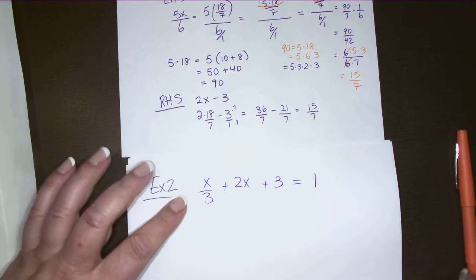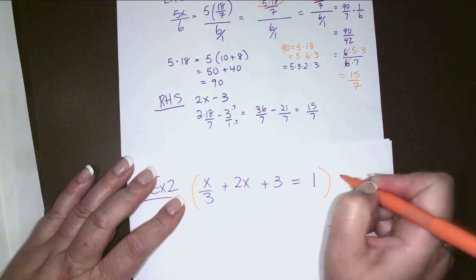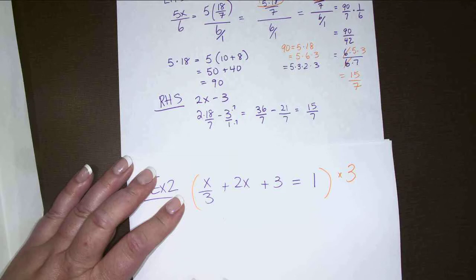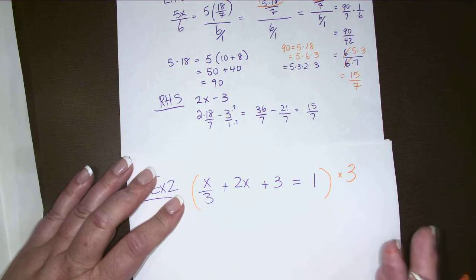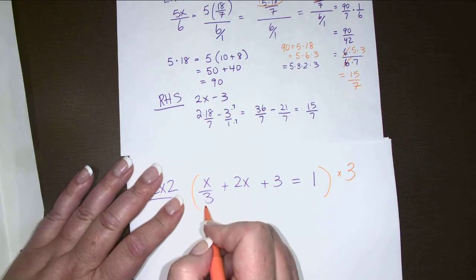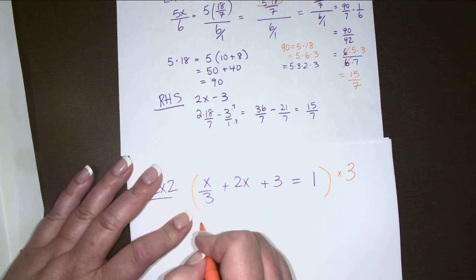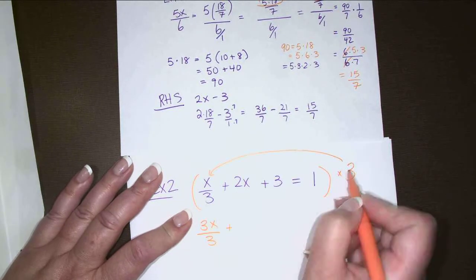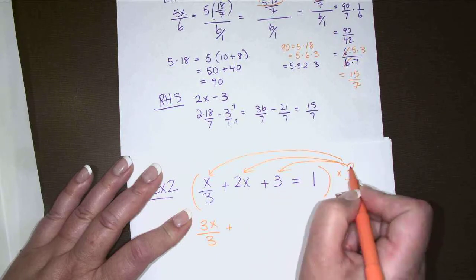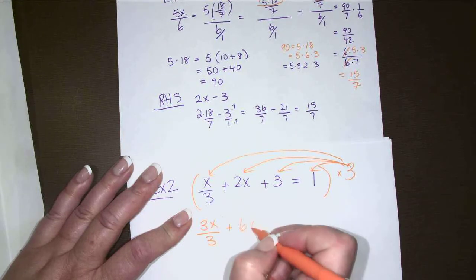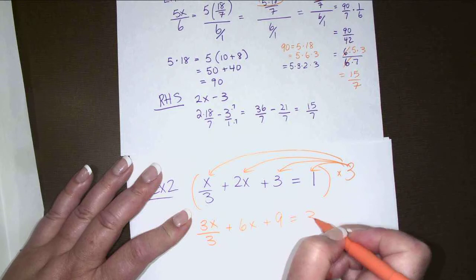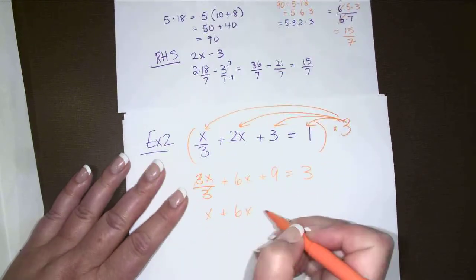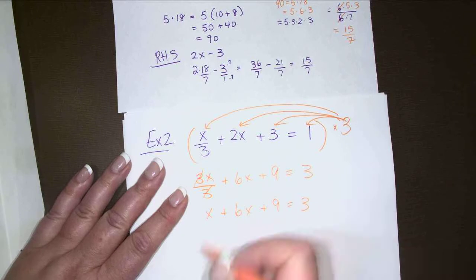You can actually multiply an equation. If you multiply everything in the equation, you can multiply a whole equation by a number. Why might this help? 3 over 3, that'll eliminate the fraction. I don't usually do it this way, but so you would multiply that. 6x plus 9 equals 3. These cancel, so you have x plus 6x plus 9 equals 3, and then you would solve it.